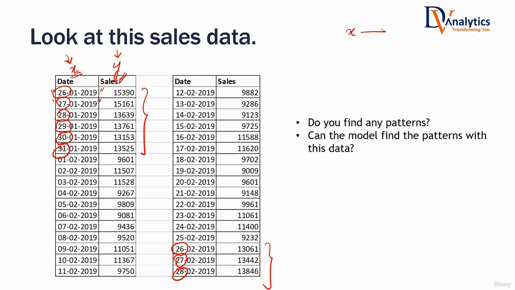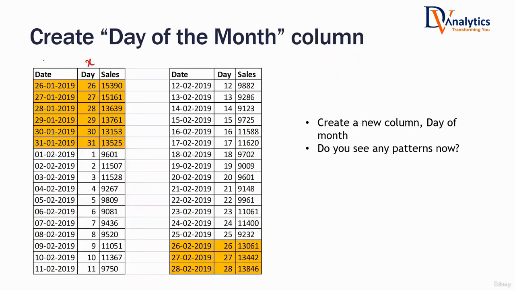Instead of giving X directly to predict Y, if you derive X1, what is X1? Day of month. If you give day of month to the machine learning model instead of X and try to predict Y, then the model will understand that there is a pattern here. Whenever the day is more than 25, the sales is high, otherwise the sales is low. Then the model will understand this pattern and build a little bit more accurate model. If you give X, the machine learning model will not be able to understand any pattern. If you give X1, then the ML model will give you a better accuracy.